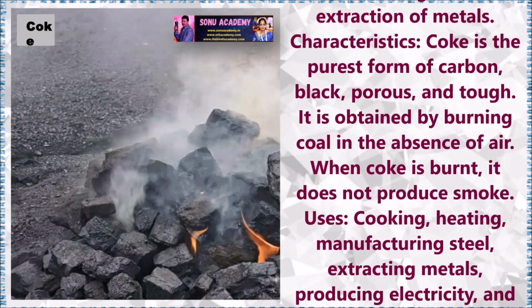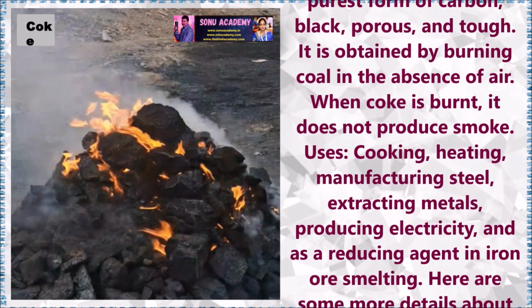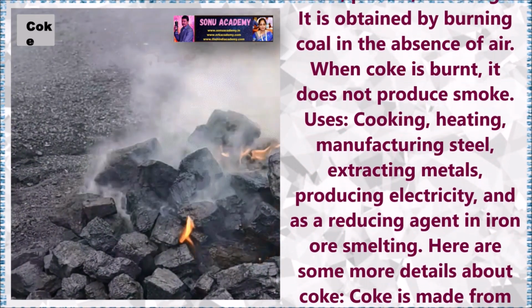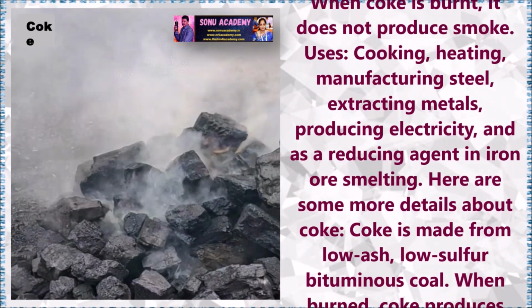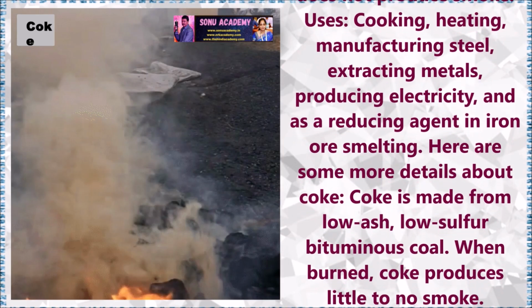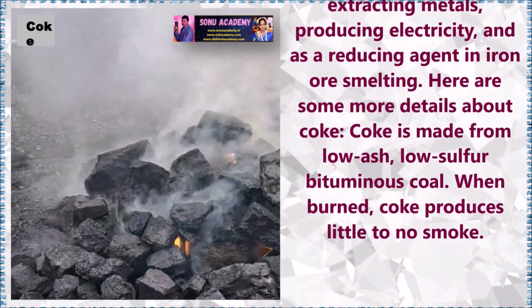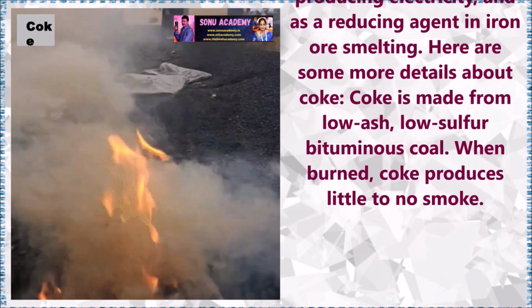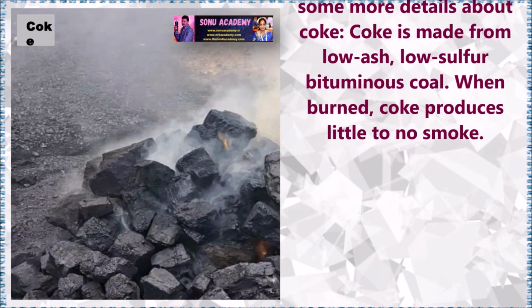The coke is the purest form of carbon. Already we discussed that it is porous and tough. It is obtained by burning of coal in the air. Uses of coke. We use coke for cooking, heating, manufacturing steel, extracting materials, producing electricity and as a reducing agent in iron ore smelting. Here are some more details about coke.